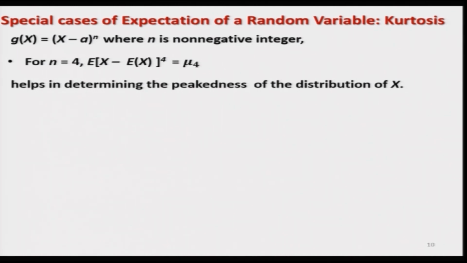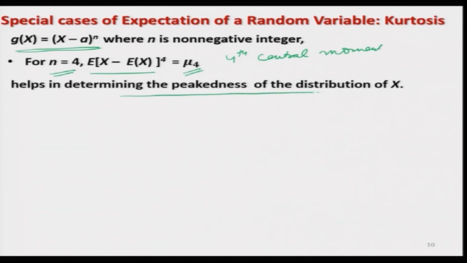And now, instead of n equal to 3, if I try to take n equal to 4, then we have the fourth central moment. How? This will be the expected value of (x minus expected value of x) raised to the power of 4, which is indicated by mu 4, right. And this quantity helps in determining the peakedness of the distribution of the random variable x.